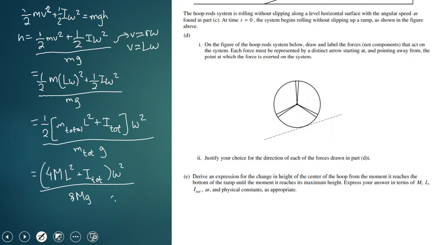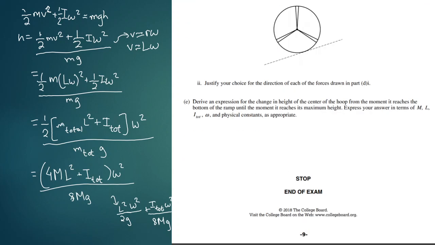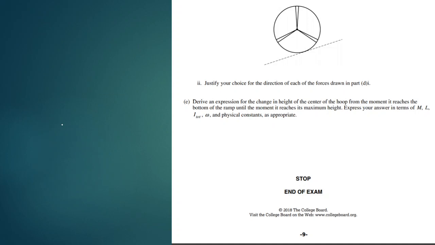If you were to split the fractions, then you would get something like L squared omega squared over 2g plus I total omega squared over 8mg. So whichever one is more simple to you, they're both equivalent expressions. So yeah, and that marks the end of the 2018 Physics C Mechanics problems.